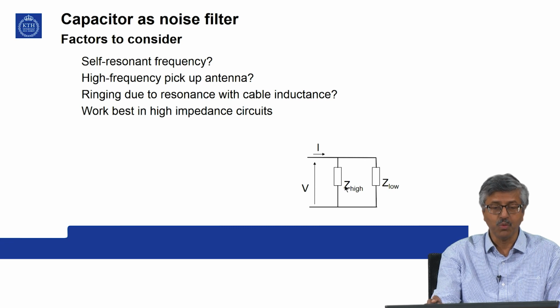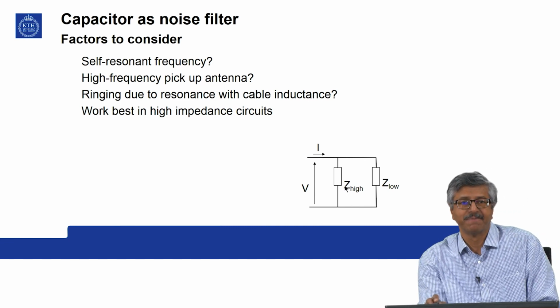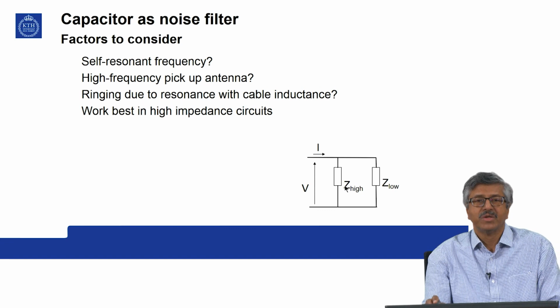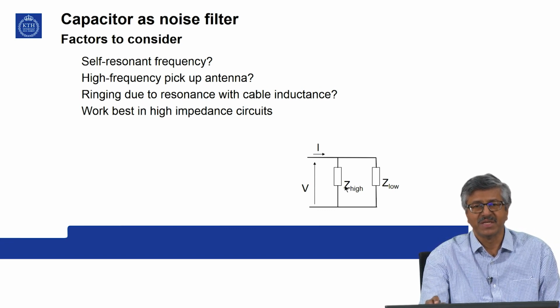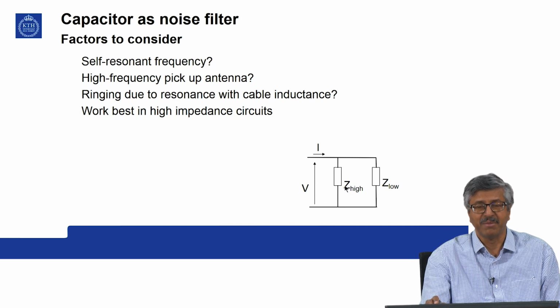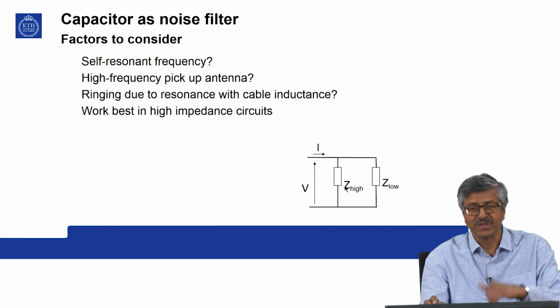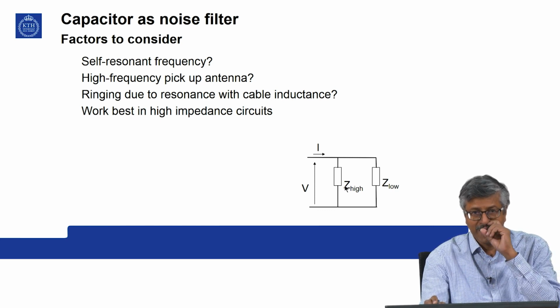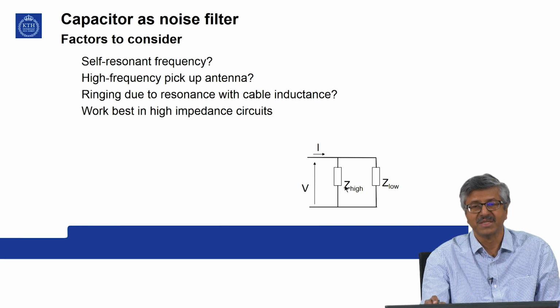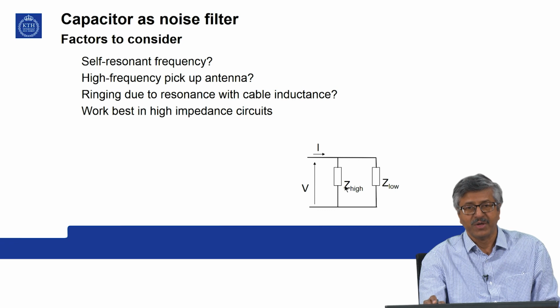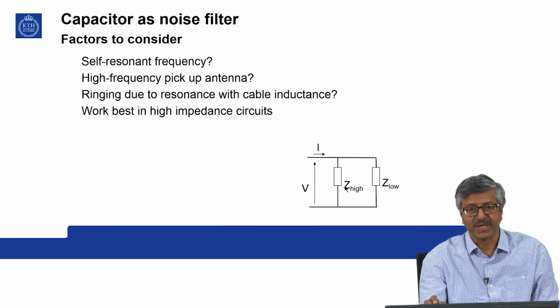Then it works best in high impedance circuits. Suppose you want to reduce the noise in a circuit. Everyone knows that a capacitor is more like a bypass element, because at a high frequency it shorts out high frequencies. So, it is an ideal thing to use at the input terminals of the equipment or the circuit you want to protect.